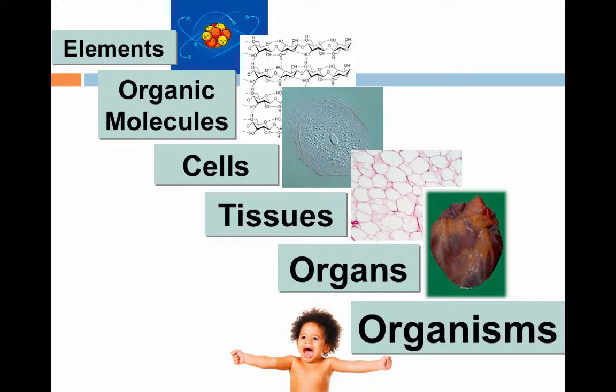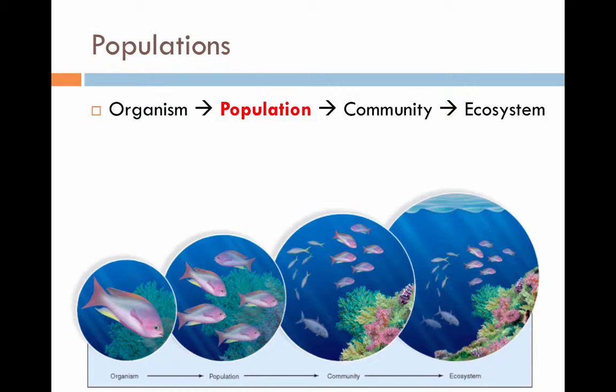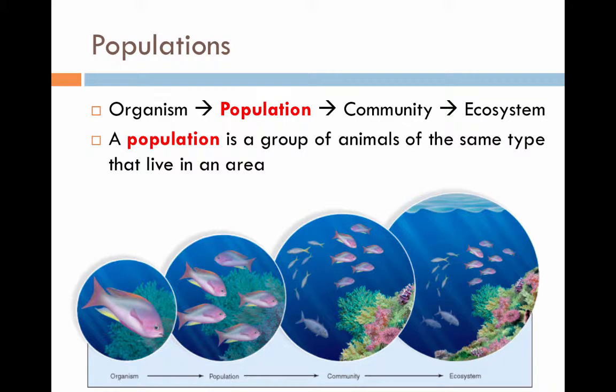Well, what happens after organisms? Organisms live in an environment. Many organisms together are called a population. Many populations together are called communities. And if you take a community and add all the non-living things like soil and air and rocks, it's called an ecosystem. We will be studying populations in this chapter. A population is a group of animals of the same type that live in an area.